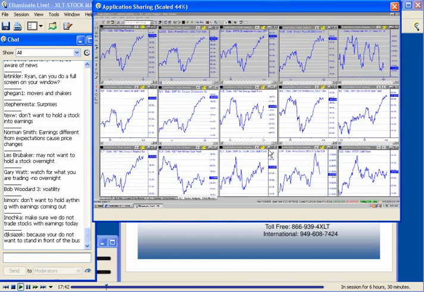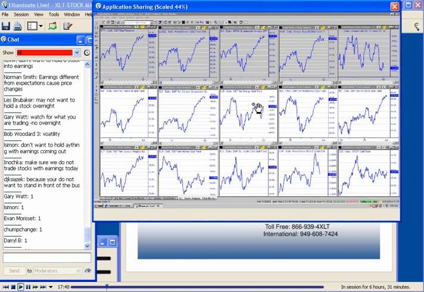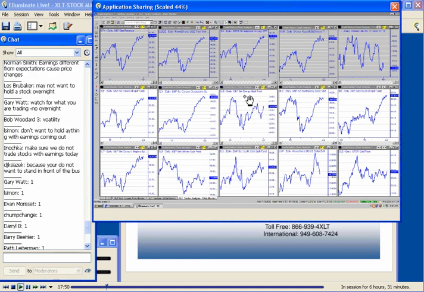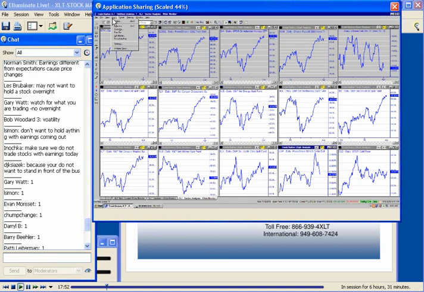Okay, let's start going through our TradeStation here. All right, give me a number one if you can see my TradeStation charts. Awesome. Okay, very good.